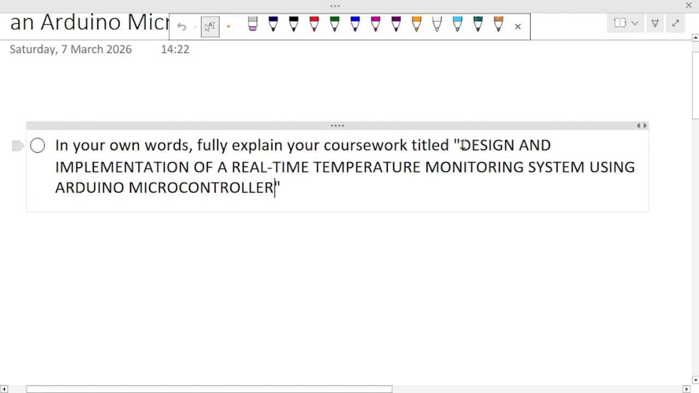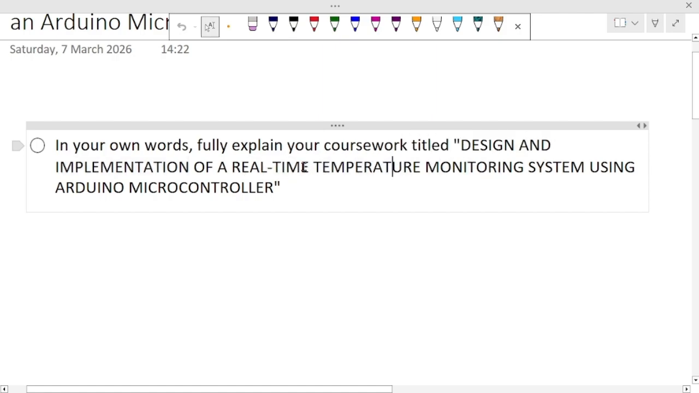Now, this particular one, design and implementation. Remember, we are doing what? Explaining. Fully explain. It's almost like that discourse you talked about, but this one is fully explain. So what are we going to explain? We are explaining the design and the implementation of what? A real-time temperature monitoring system.